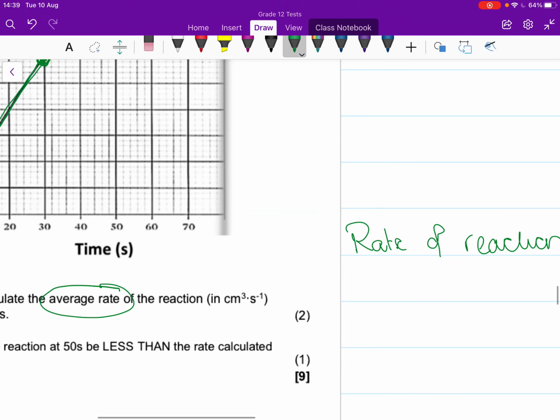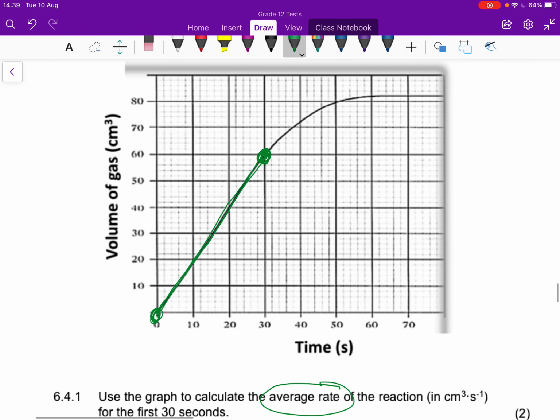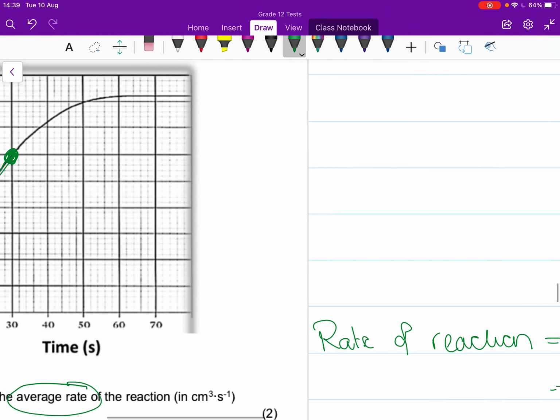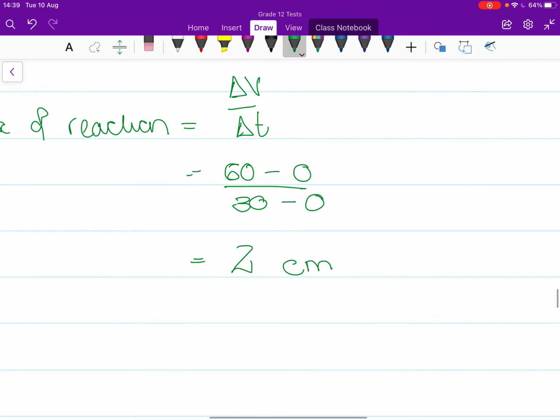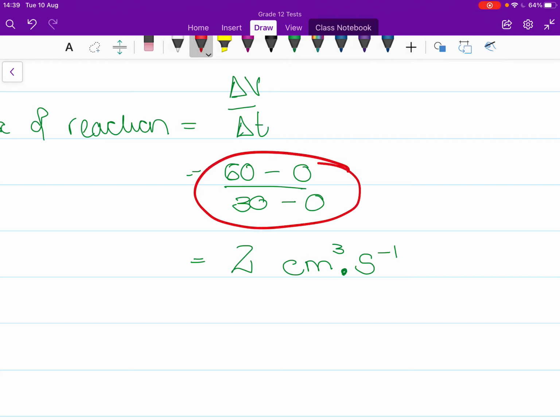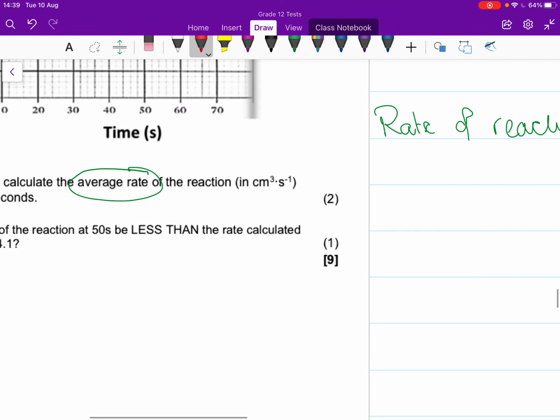And the units, we have, this was in centimeters cubed. So this becomes centimeters cubed per second. Okay. Please be careful. Many of you lost marks over here because you didn't put the minus 0. So that's really important, okay?